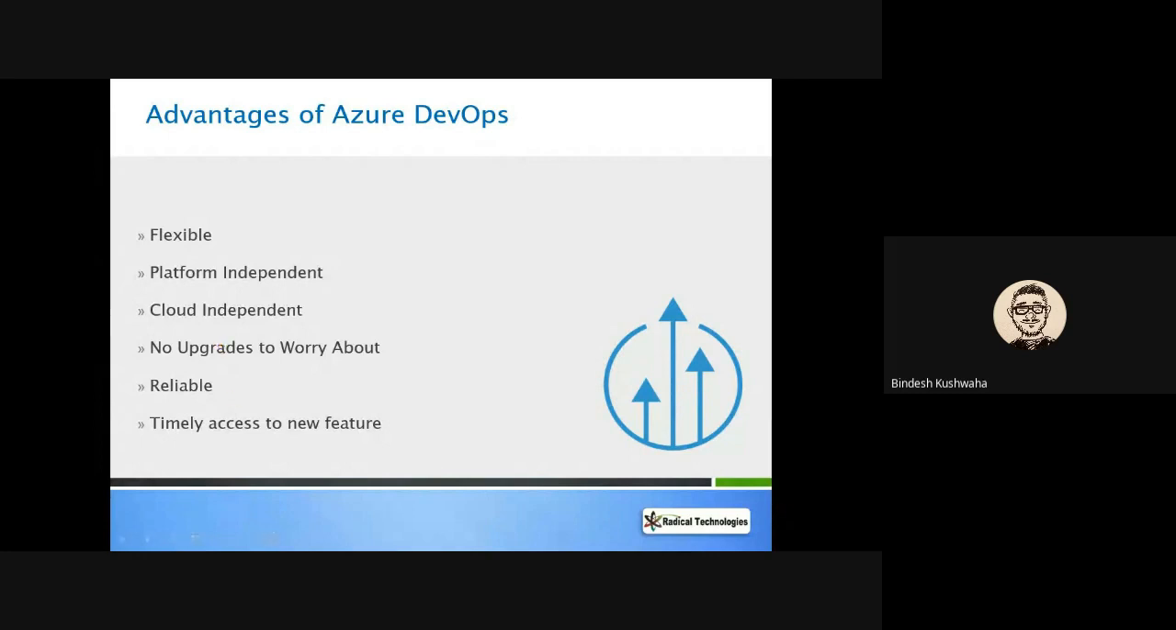And it's reliable, no doubt. Many big organizations like Wipro, ITC, HCL make use of Azure DevOps services for various clients. And timely access to new features. It's a managed SaaS offering, a complete software as a service offering. If any new updates are coming, Microsoft will take care of it. You need not patch anything or update anything for bringing these new features into your DevOps stack.